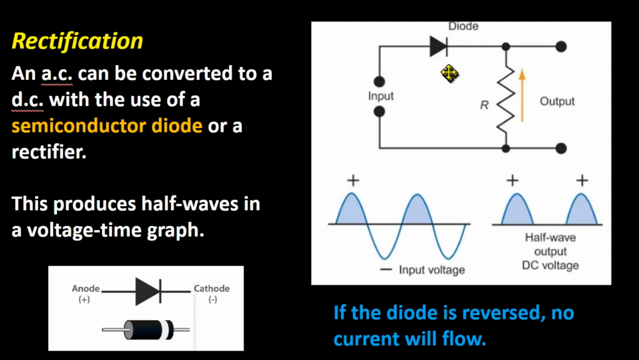When it passes through a diode, however, what happens is that the troughs are removed from the graph, so all you're left with is the positive. So this would be a half wave output for a direct current. It would no longer be an alternating current. By the way, if the diode here was flipped, no current would flow because diodes only allow unidirectional flow.